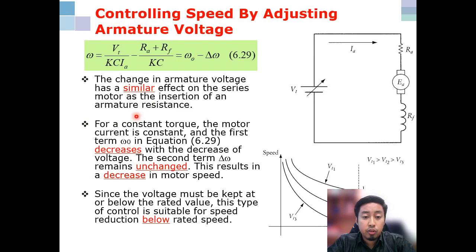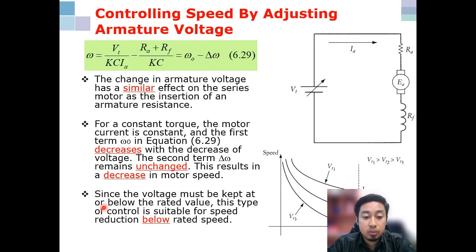Next, controlling speed by adjusting the armature voltage. The change in the armature voltage has a similar effect on the series motor as the insertion of an armature resistance. For a constant torque, the motor current is a constant, and the first term, the no load speed in equation 6.29, decreases with the decreasing voltage, while the second term, the speed drop, remains unchanged. The result is a decrease in the motor speed.